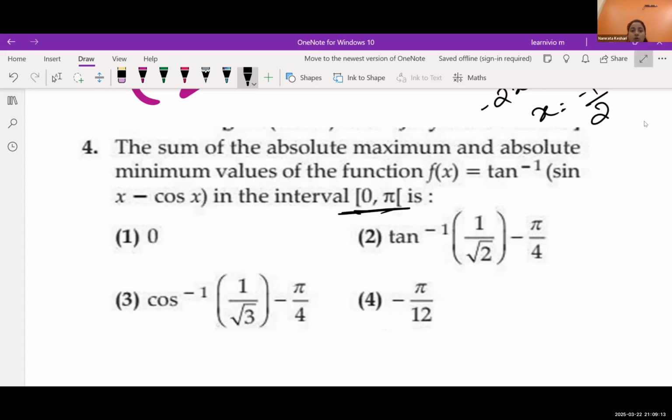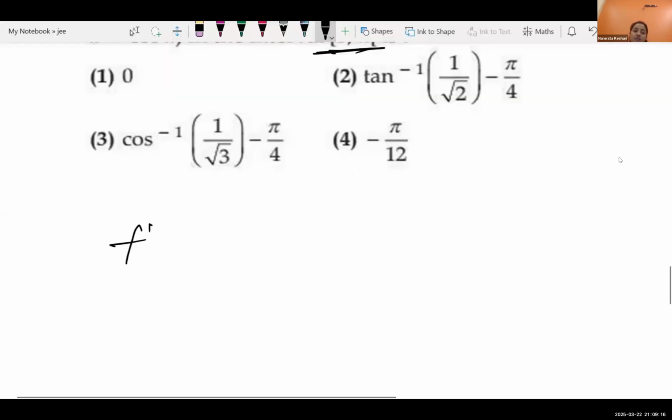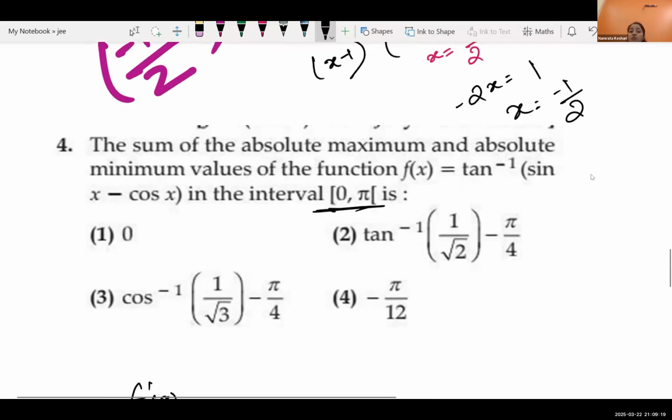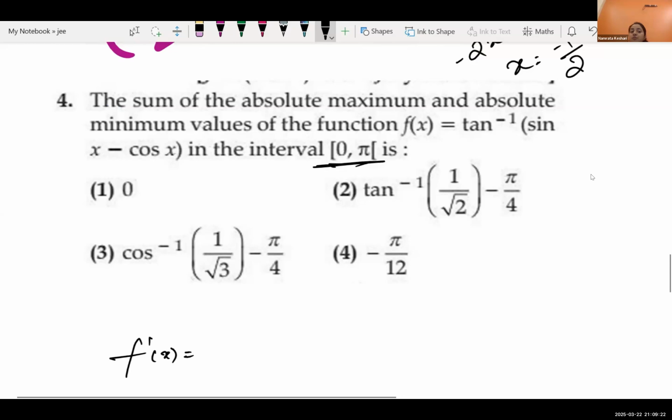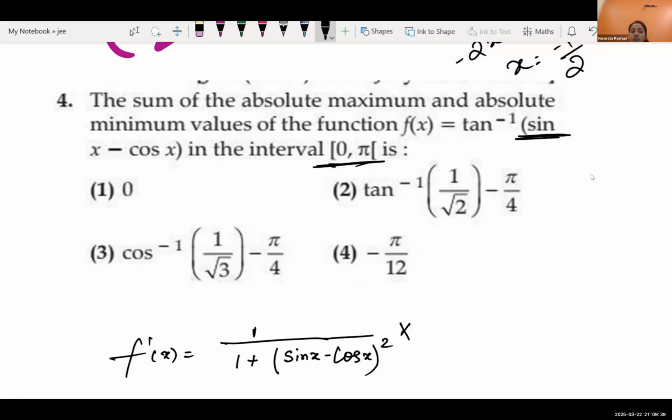Let's do it. We will find f dash x first. Let's do it carefully. Here f of x is tan inverse of (sin x minus cos x). The derivative of tan inverse is 1 by 1 plus x square, right? Yes, ma'am. Then by chain rule we have to differentiate sin x minus cos x again. That means sin x becomes cos x and cos x becomes minus sin x, that is plus. Yes or no? Yes, ma'am. So this is what we are getting as f dash x.